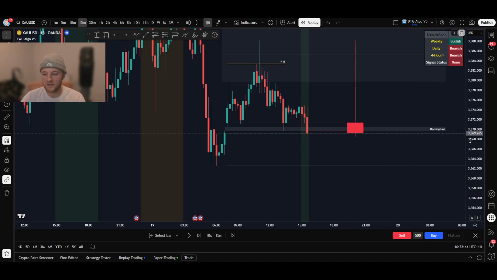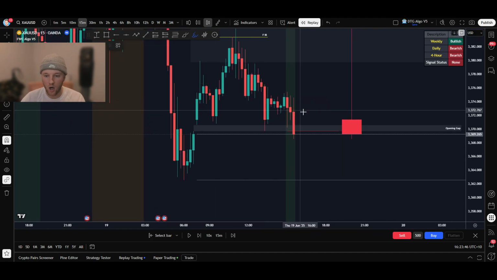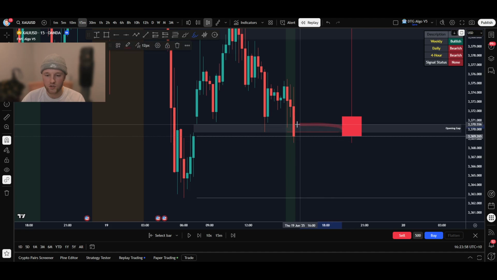And the entry comes right here with a 15-minute IBO. Okay, if you don't know what IBO is, don't worry. You'll learn that in the DTG Academy within the DTG course. But basically, we have our intraday breakout levels right here. You can see this red zone on the chart.